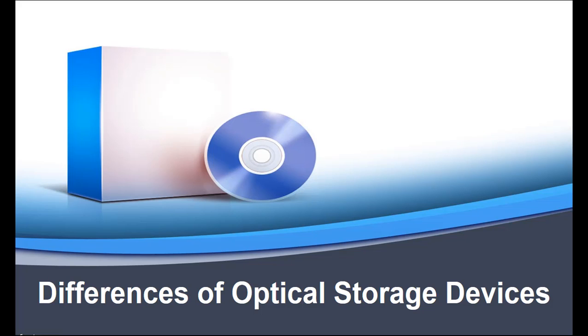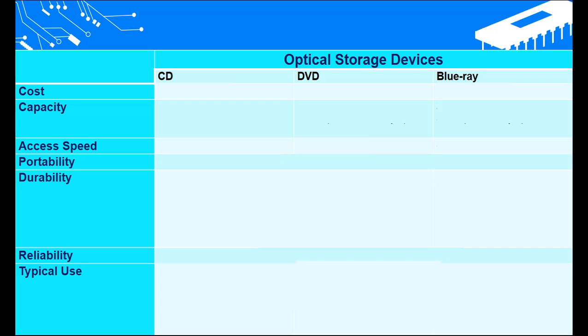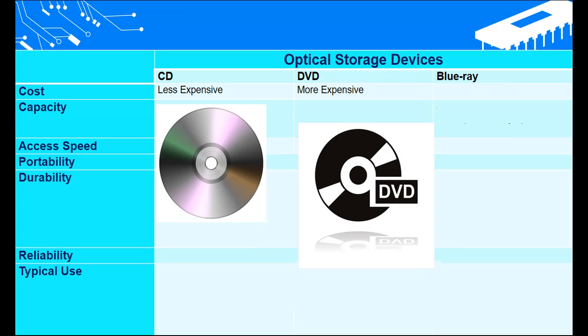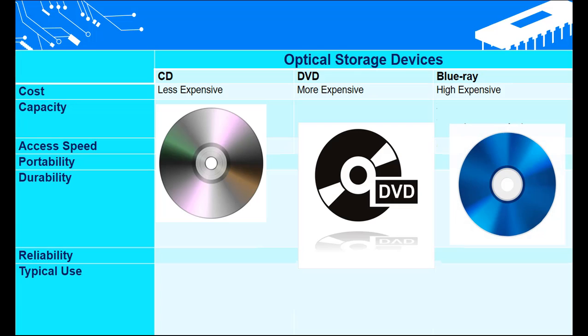Hello everyone. Today we are going to talk about the differences of optical storage devices. First point we are going to talk about is the cost. The DVD is more expensive than the CD, while the Blu-ray is more expensive than the CD and DVD.